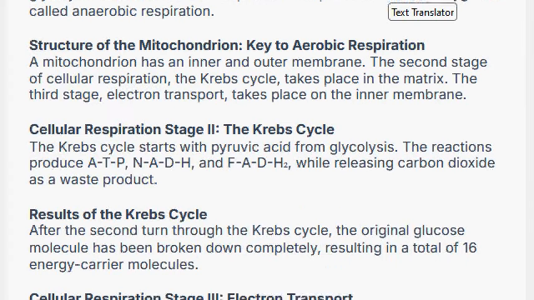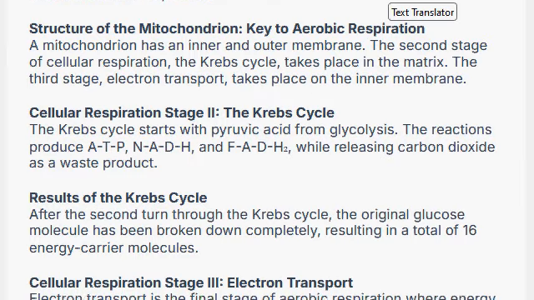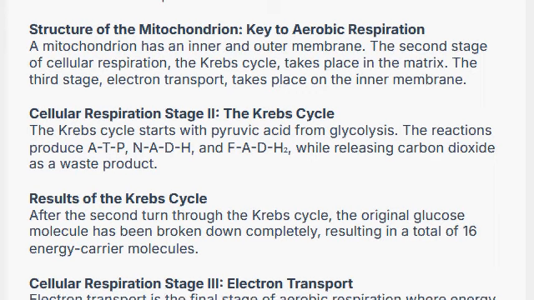Structure of the mitochondrion, key to aerobic respiration. A mitochondrion has an inner and outer membrane. The second stage of cellular respiration, the Krebs cycle, takes place in the matrix. The third stage, electron transport, takes place on the inner membrane.